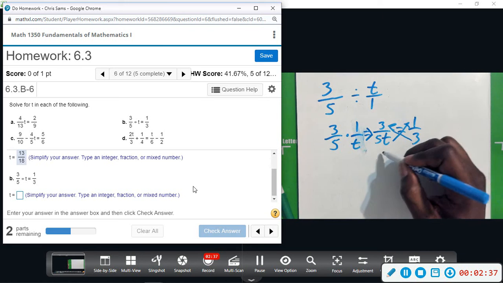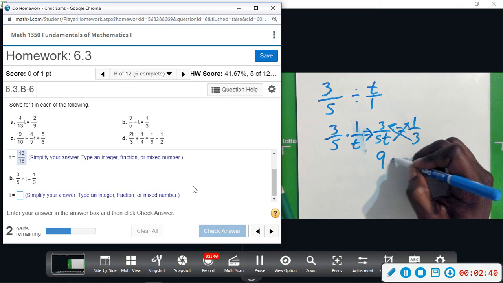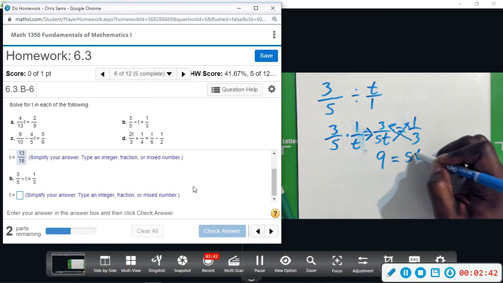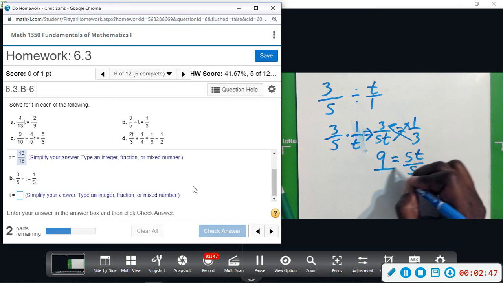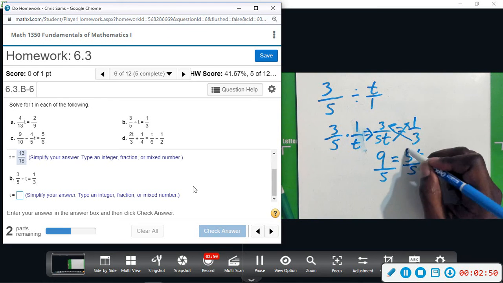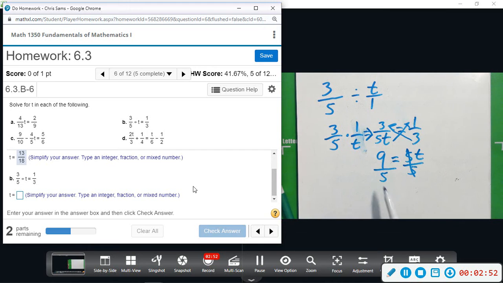So 3 up to 3 will give us 9. 5t up to 1 will give us 5t. And then again we will divide by 5, or divide by whatever the coefficient is on t. And then that will give us t is 9 over 5. And we can leave it improper. Well, let me see, it says type an integer fraction or a mixed number, so we need to change it to a mixed. So 5 will go into 9 one time, take away 5, that will leave us with 4/5. So 1 and 4/5 is equal to t.